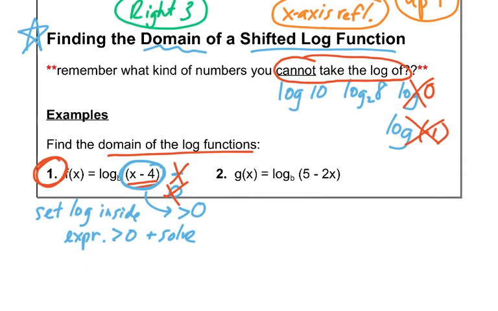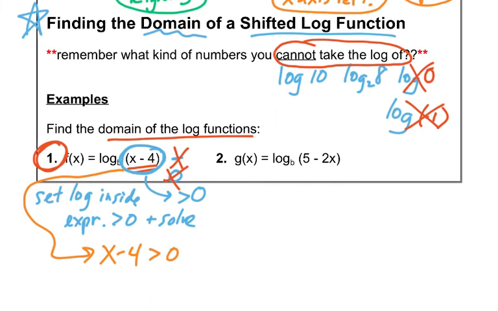So I'm going to take the x minus 4. This is the thing that was inside the log. Rip it out and set it greater than 0, because I can't take the log of a negative or 0, so I just take the log of positives. Solve, please. And guess what, friends? There's my domain right there. Look how easy that was. Just rip out the expression inside the logarithm, set it greater than 0, and solve. You want to try number 2 really quick on your own? Pause the video and see how you do.